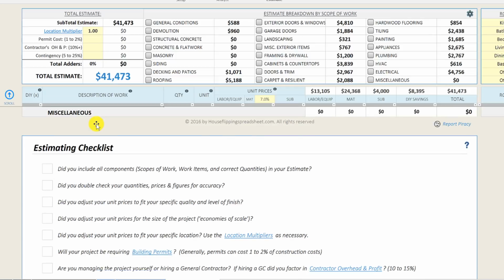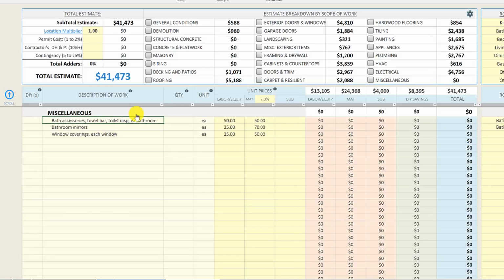So now if we move on to our final option here, we have our miscellaneous items. So these are going to be like bathroom accessories, your towel bar, your toilet dispenser, your mirrors and stuff like that. So we've got 2 bathrooms here that are going to need a toilet paper bar, the toilet dispenser, and then also bathroom mirrors over the vanities.